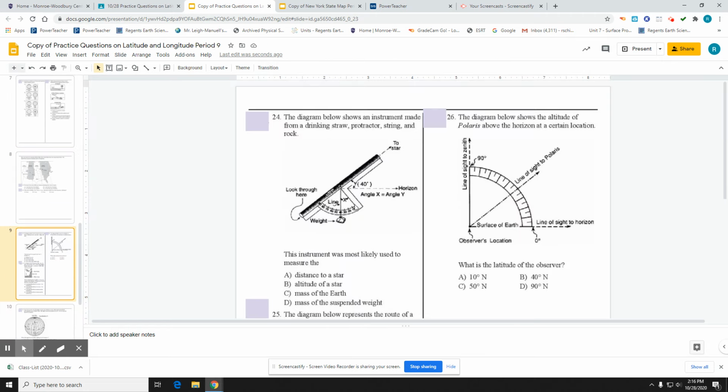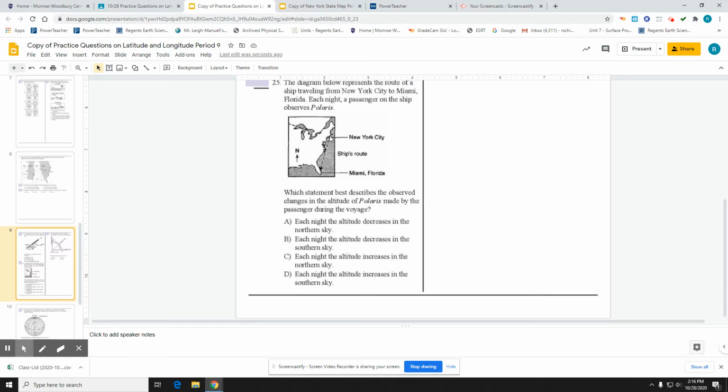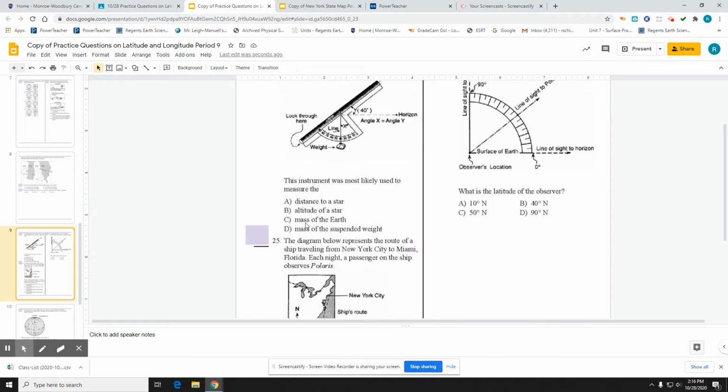Okay, number 24, the diagram below shows an instrument made from a drinking straw, protractor, string, and rock. This instrument was most likely used to measure the altitude of a star. So if we aimed this at Polaris and found the angle we were tilting up to find Polaris, we could get our latitude. The diagram below represents the route of a ship traveling from New York City to Miami. Each night, a passenger on the ship observes Polaris, and because they're going from a higher latitude to a lower latitude, each night the altitude of Polaris is going to decrease in the northern sky. So the answer would be A for that.